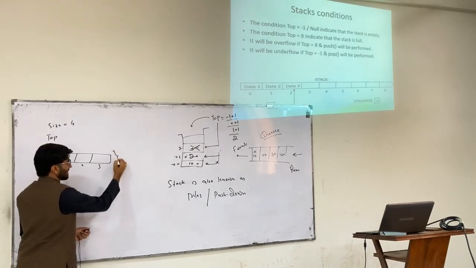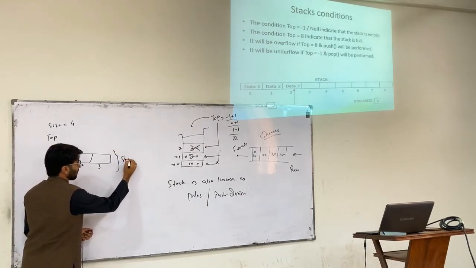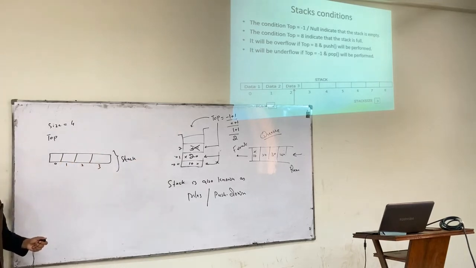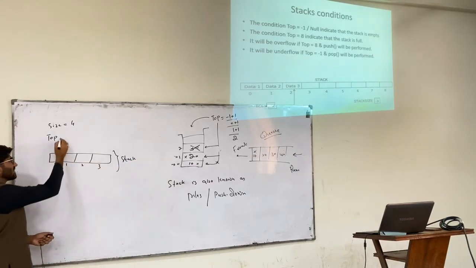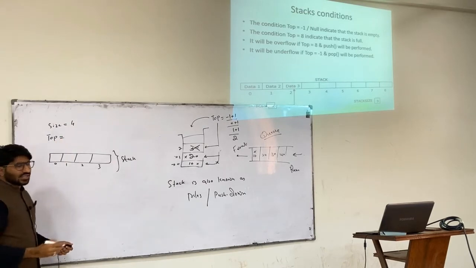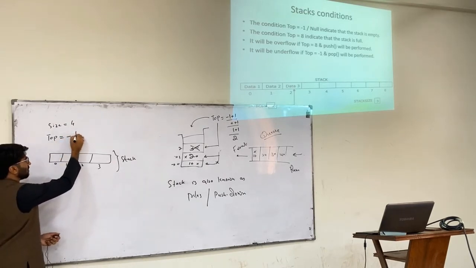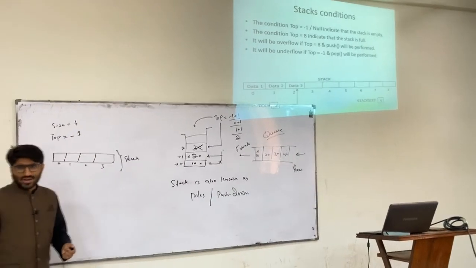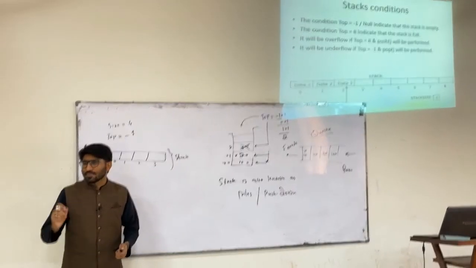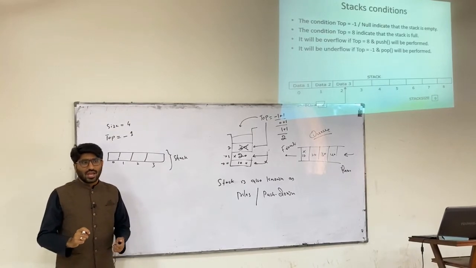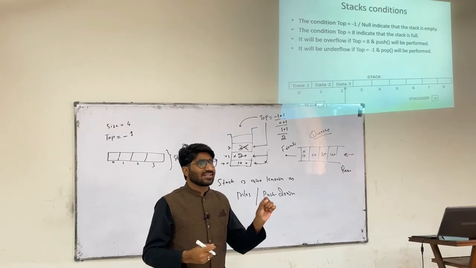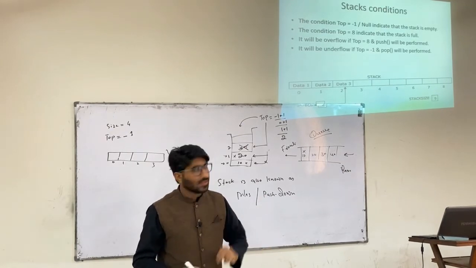This stack will hold four values, right? That's why size is 4. So what is top here? Top is -1 because the stack is null. When the stack is null, the top is -1. Or we can say that when top is -1, remember that the stack is null.